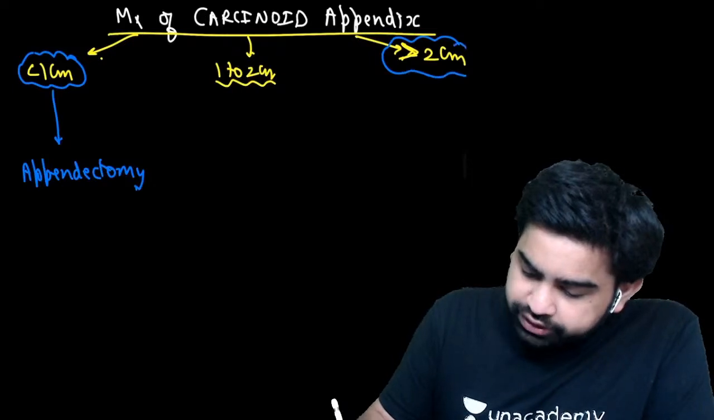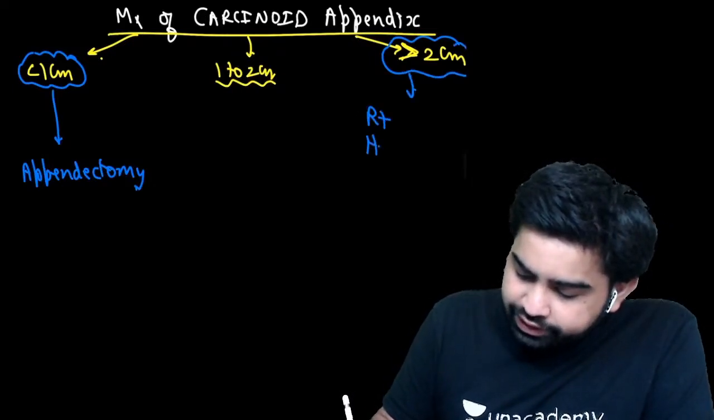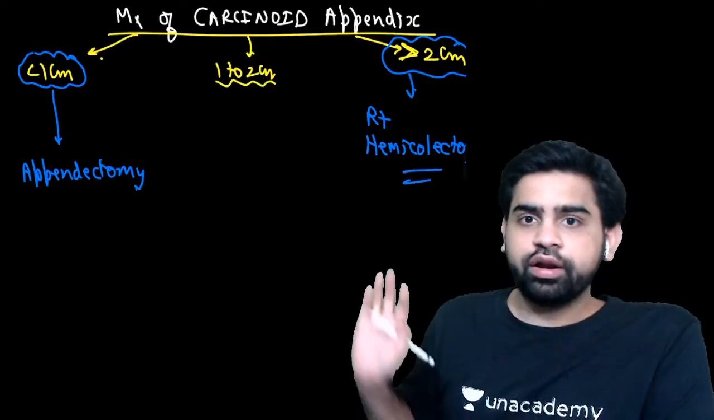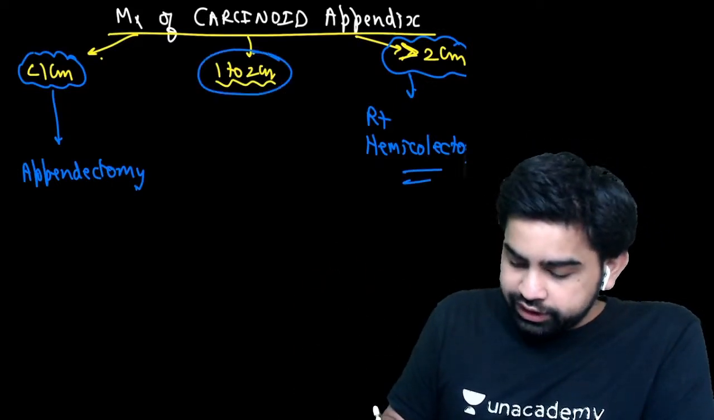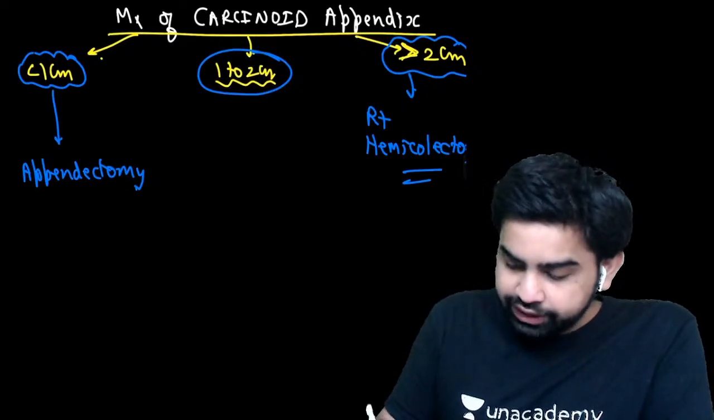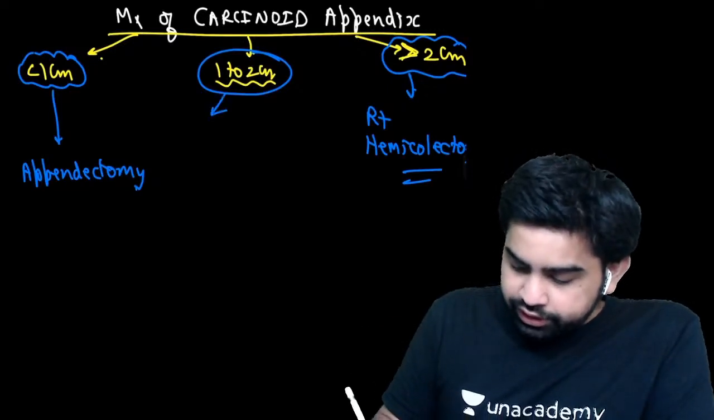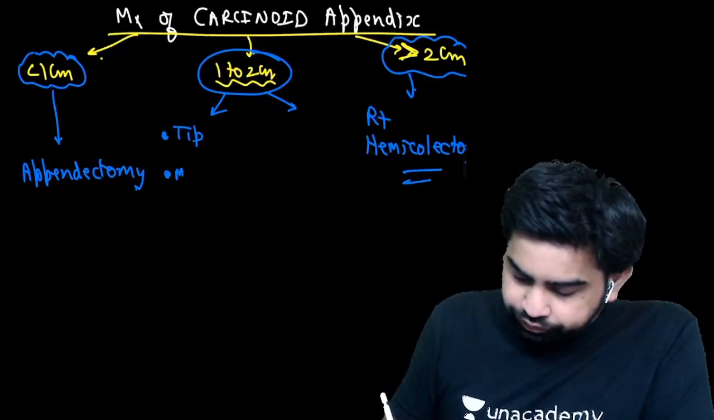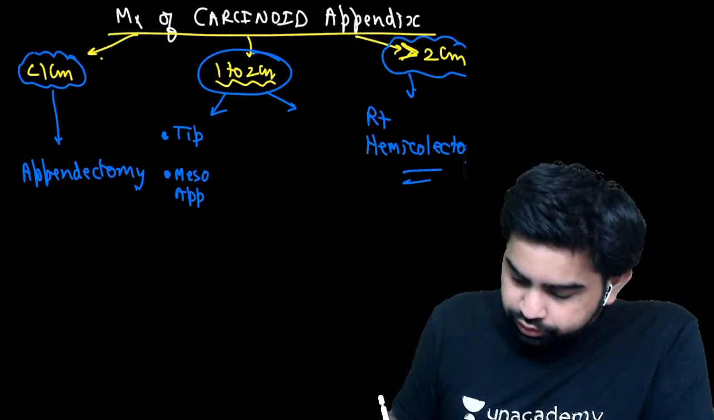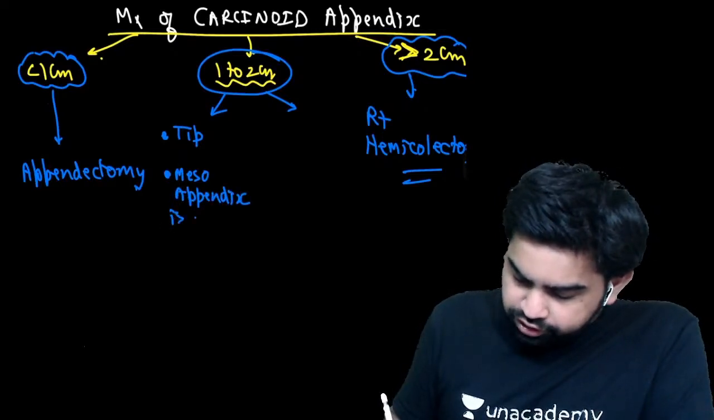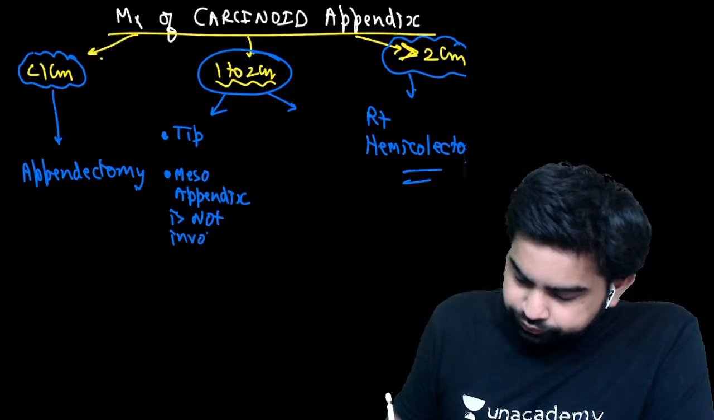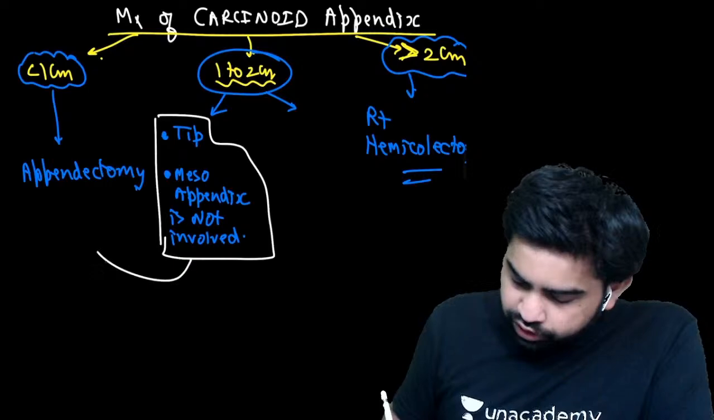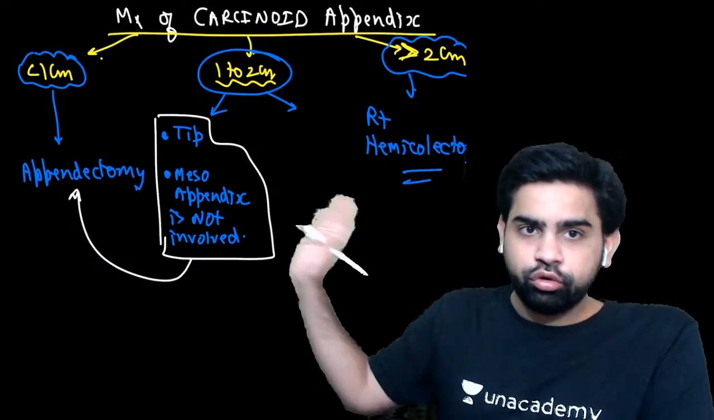If it is more than 2 centimeters, no doubt at all, you have to go in for a right hemicolectomy. Do you get this? Now, if the lesion is between 1 to 2 centimeters, you have to see if the tumor is at the tip and the mesoappendix is not involved. If so, straight away go in for an appendectomy.